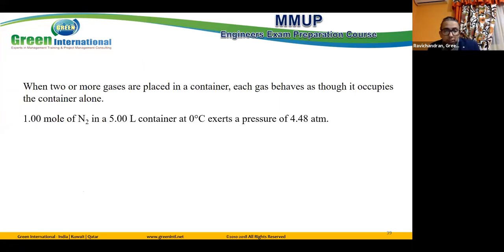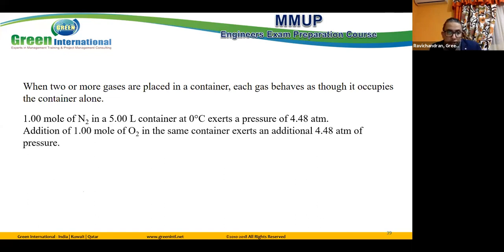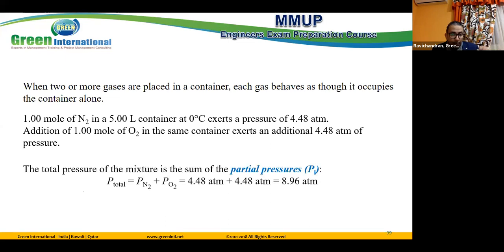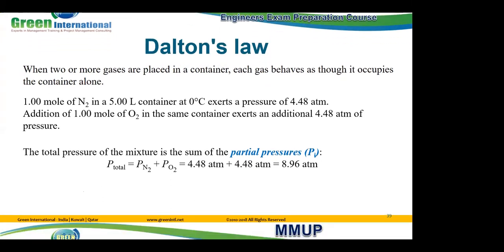For example, here you have nitrogen with a partial pressure of 4.48, and oxygen with the same 4.48 partial pressure. So what is the pressure of the gas including these two types, nitrogen and oxygen? It equals 4.48 atmospheres plus 4.48 atmospheres. The conclusion is the final pressure of this mixture. Is Dalton's law clear? Okay, clear.